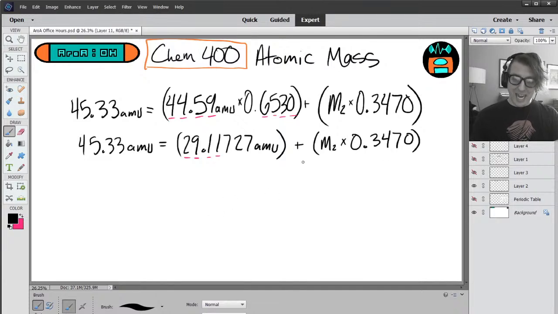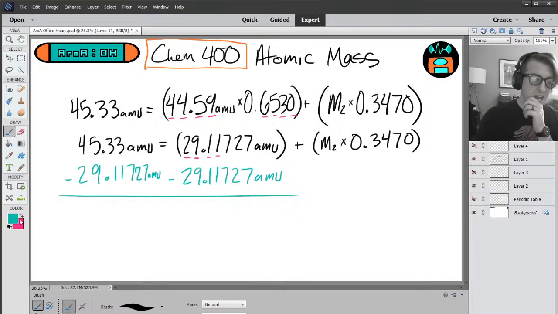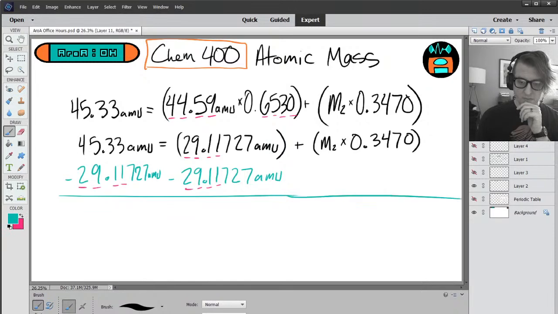All right, next, we need to isolate the mass of our second isotope. We need to get it all by itself. So we need to subtract 29.11727 AMU from both sides of this equation. And again, let's remember that we only have 4 sig figs in this number. So we subtract this from both sides of our equation.